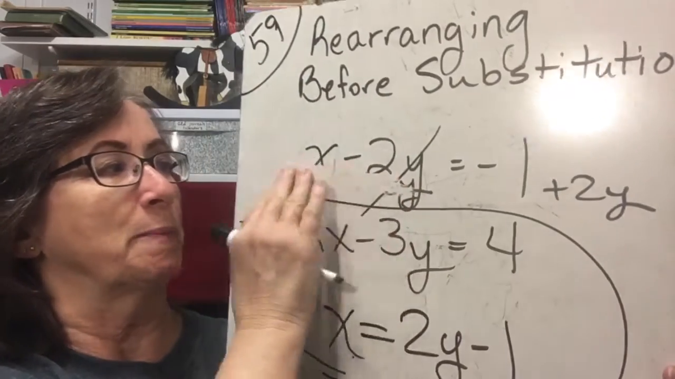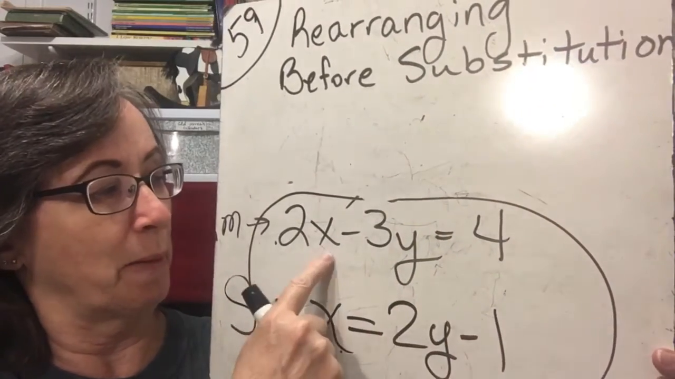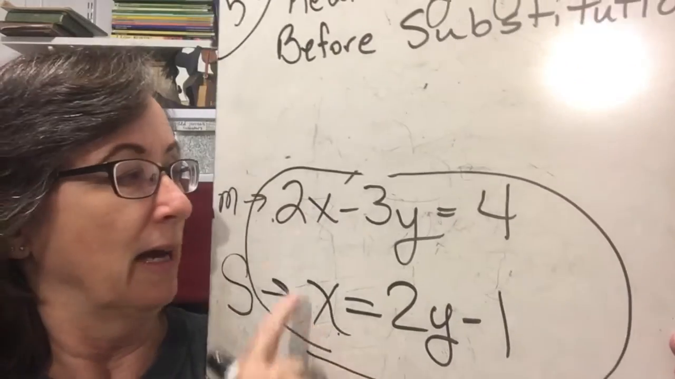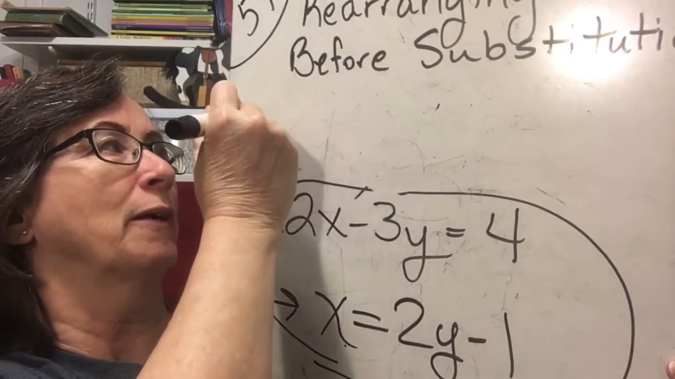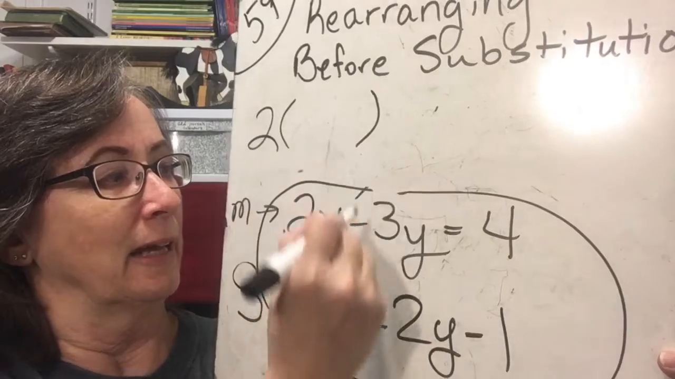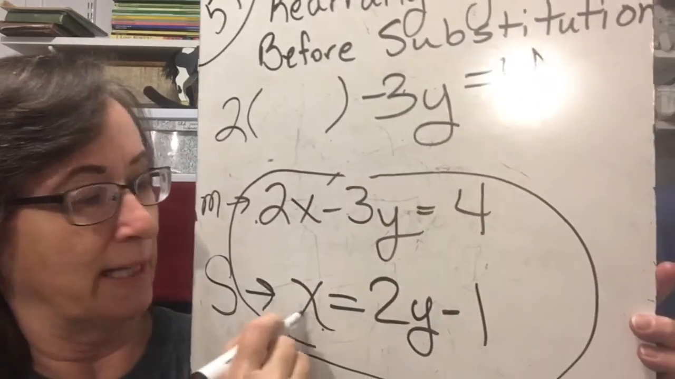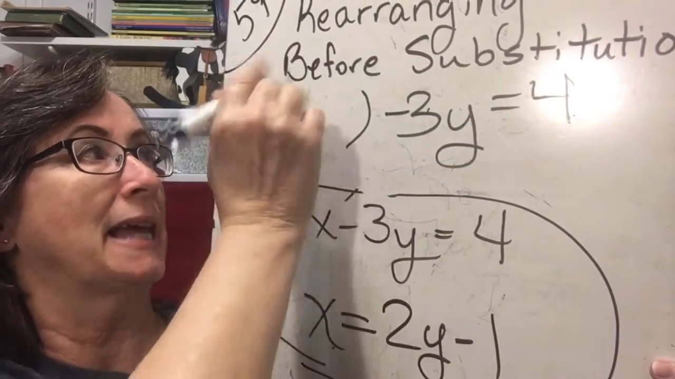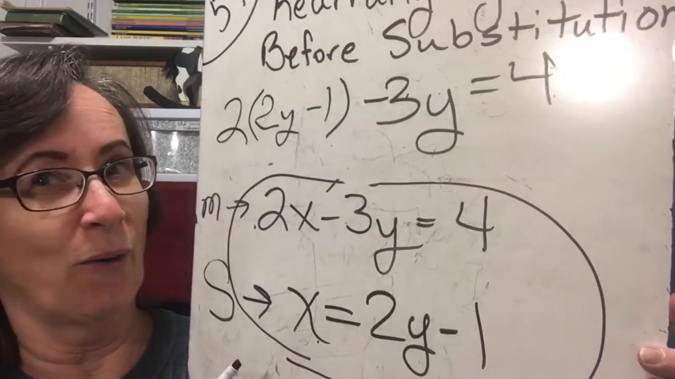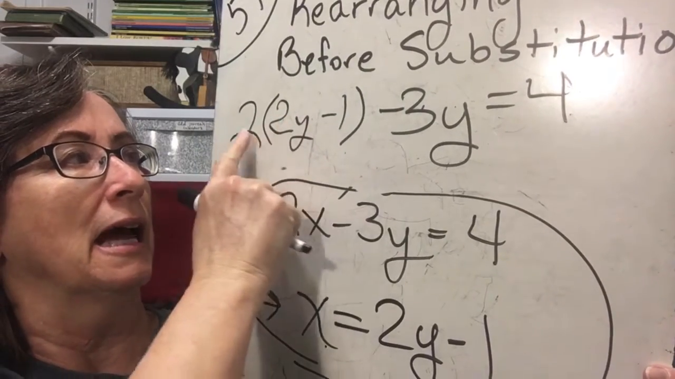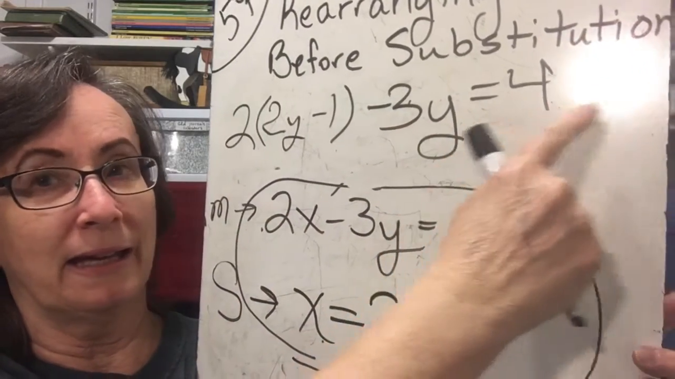Now I'm going to make a little bit more space here, just so that I can keep it all on one board. So I'm going to write this one, but remember, because x is my sub, I'm going to leave a parenthesis there and plenty of room for my sub. So I'm going to write 2x minus 3y equals 4. And now I'm going to take the x from down here, I'm going to sub it back up in here, 2y minus 1. So now when I distribute here, I'm going to get 4y minus 2 minus 3y equals 4.